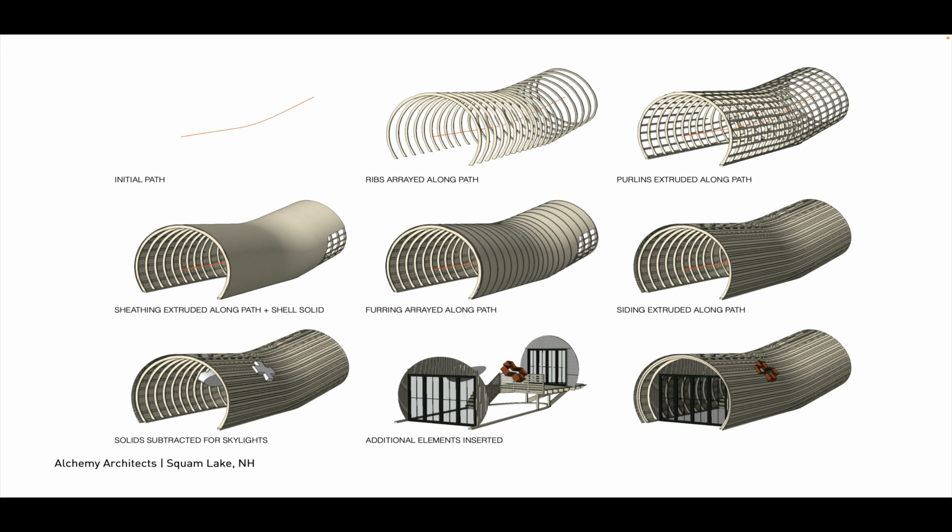Where the main house is a box full of trees, the boathouse is a fallen tree. This is something you can find all over the bottom of Squam Lake, fallen trees near the shore. This was also modeled using custom 3D elements and algorithmic design tools.